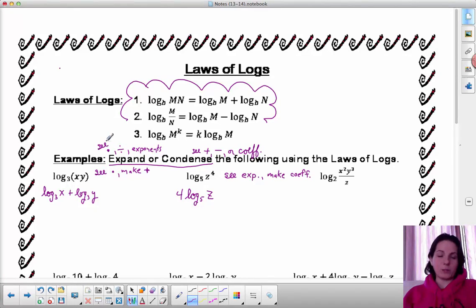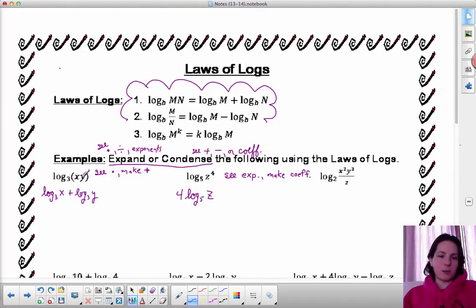When you're looking at a problem so you know whether to expand it or make it bigger, you're going to see in that problem a multiplication, a division, or an exponent, or a combination of any of those. You're going to know you need to condense it or create a single log if you see an addition, a subtraction, or a coefficient.